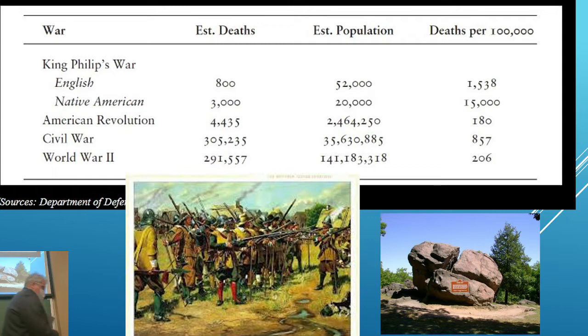The percentage deaths in King Philip's War were much, much higher than the later American Civil War or World War II. Native American deaths in King Philip's War were about 15% of the total population. This King Philip, initially a converted Indian, tries to push back against New England settlement. English deaths were about 1.5%, almost 2% of the entire population is wiped out.